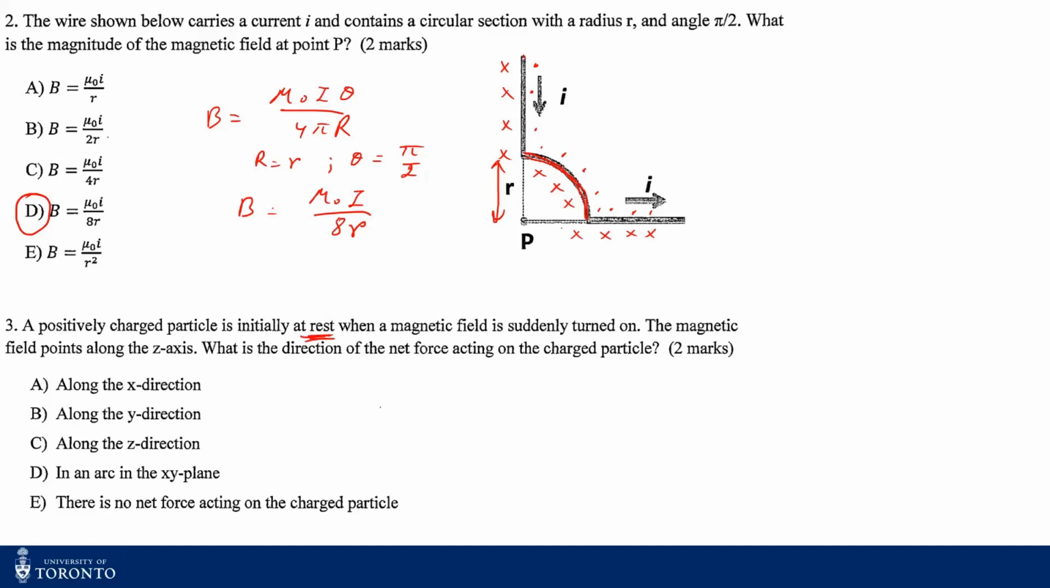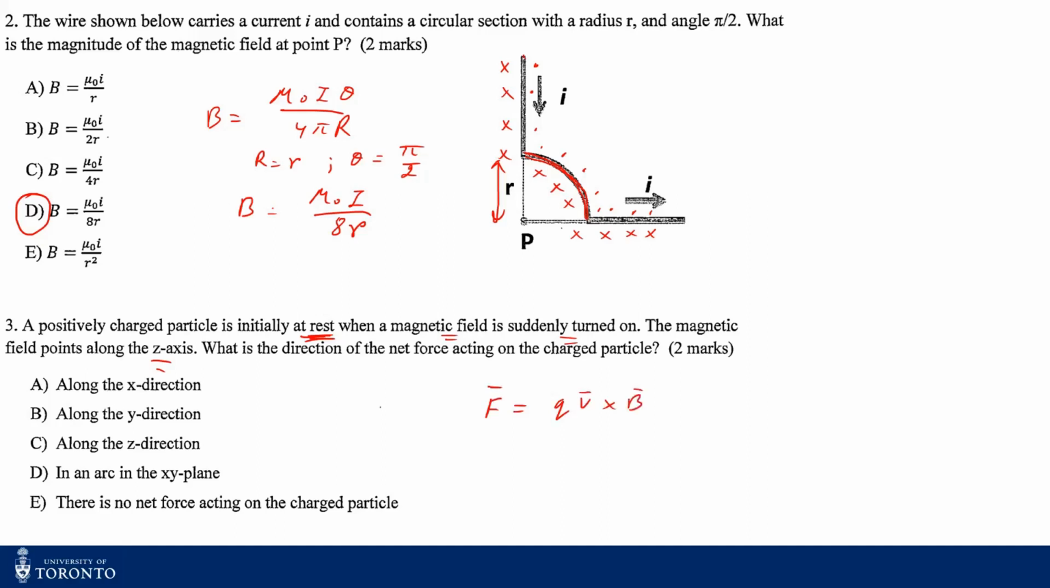Now for part 3, we see that there is a charged particle at rest, so it's not moving, in a magnetic field which is suddenly turned on. So basically you have a magnetic field, let's say B, and the magnetic field points in the z-axis direction, right? Now, what is the direction of the net force acting on the charged particle? Remember, for a charged particle moving inside the magnetic field, there will be a force given by qv cross B, right? Remember?